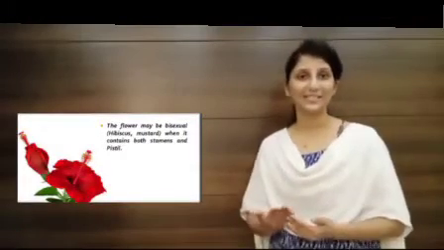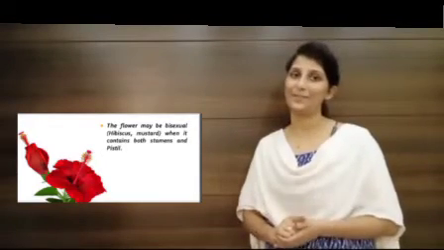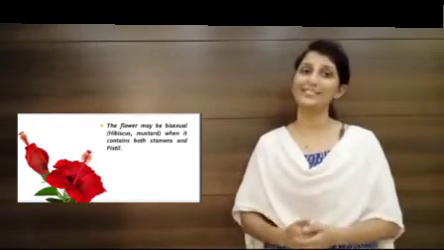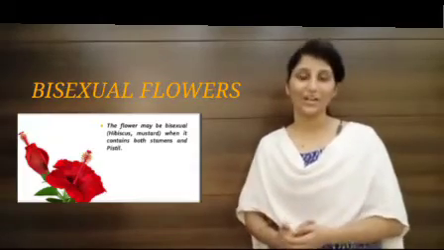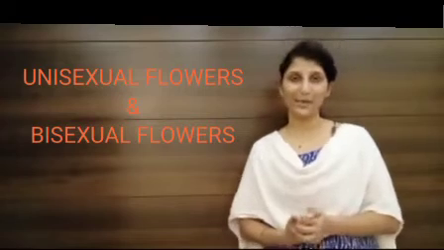Whereas in other flowers like hibiscus and mustard, both the male reproductive structure and the female reproductive structure are present in a single flower. Such flowers are called bisexual flowers. So there are two types of flowers, unisexual flowers and bisexual flowers. Now let us learn in detail about the reproductive organs.